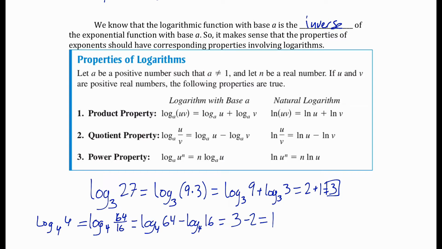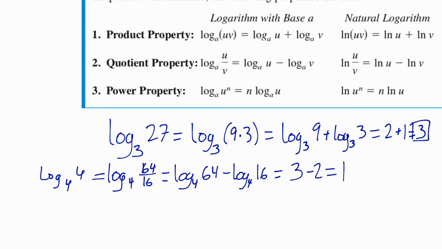Now the last one, the power property, really is derived from the product property. So log base a of u to the n is the same as n times log base a of u. Let me demonstrate how that's the case. So I'm going to choose two random numbers. Log base 7 of 4 to the 5th. And I'm going to do a little smaller exponent, so I don't have to write quite as much. Now, 4 to the third is the new one that I'm choosing.